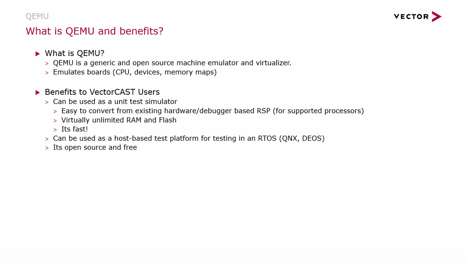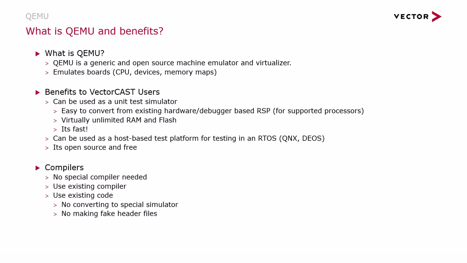It can also be used for host-based test platform testing in an RTOS, like QNX uses this, DDCI DOS uses this, and it's open source and free. And maybe the best part about it is compilers. There's no special compiler needed. You can use your existing ARM compiler, say. If you have something that's targeting an STM32, Cortex M4, just use that same compiler and use the matching QEMU board that goes along with it.